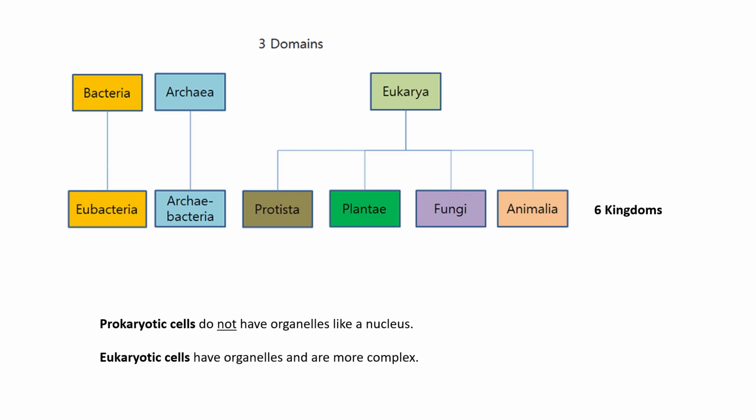So what does that mean? Prokaryotic cells do not have organelles like a nucleus. Eukaryotic cells have organelles and are more complex. I want you to take a minute and turn to page 62 in your textbook. And on that page, you're going to see an illustration of a eukaryotic cell and a prokaryotic cell. And you can compare the two. You can see the organelles in the eukaryotic cells. As it notes in the caption, prokaryotic cells are generally a lot smaller than eukaryotic cells.